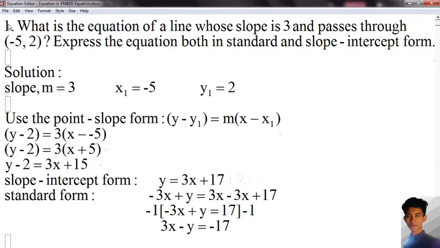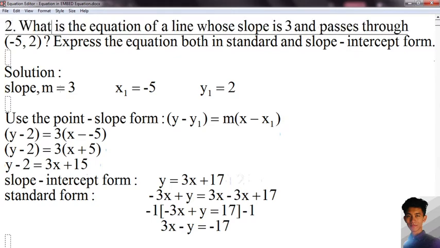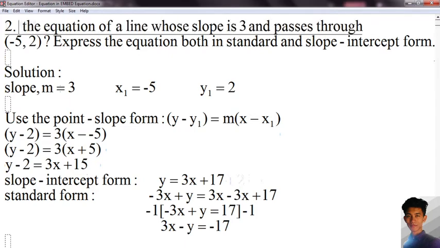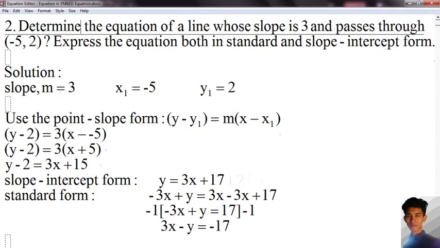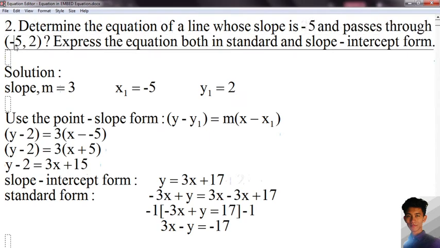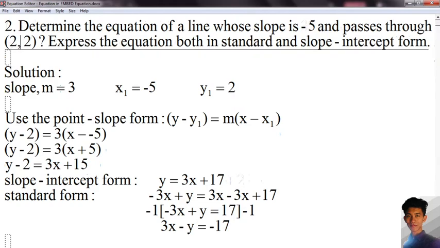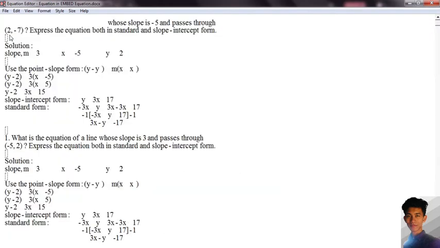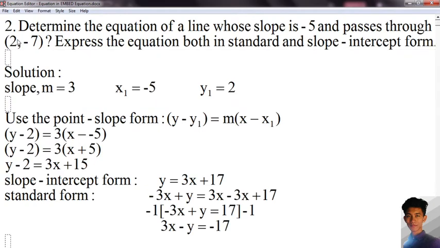So, example number 2. Ibahin naman natin. So, determine the equation of a line whose slope is, gawin natin negative yung slope, negative 5, and passes through 2 and negative 7. So, still, express pa rin natin yung both equation in standard form and slope-intercept form.